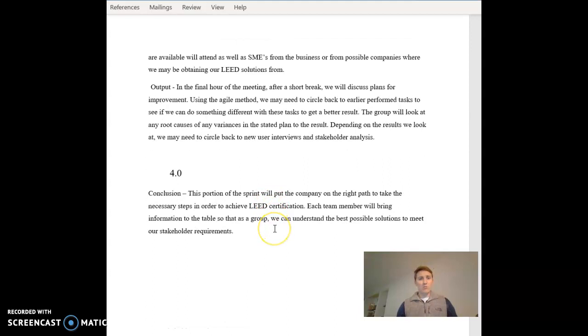And lastly is the conclusion. This portion of the sprint will put the company on the right path in order to achieve LEED certification. I believe that this is going to be a fun project to work on, and I look forward to speaking with all of you more.